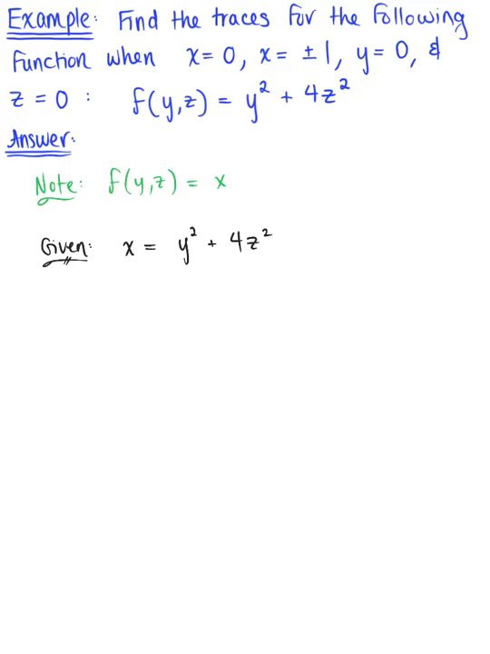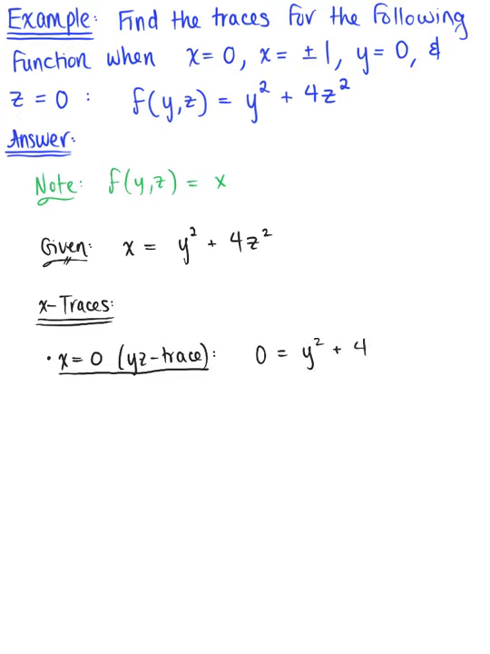So trace number 1, we'll start with some of these x traces. We are asked to find the trace when x is 0. Because this is x is 0, we can also think about this as the yz trace. This is one of the coordinate traces. So what's going to happen to this function? We have 0 is equal to y squared plus 4z squared.